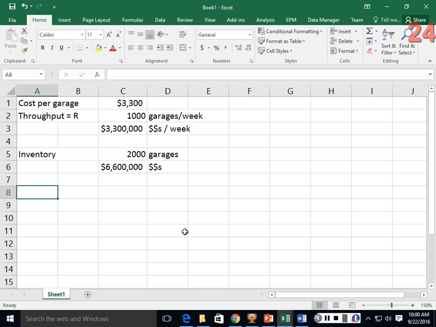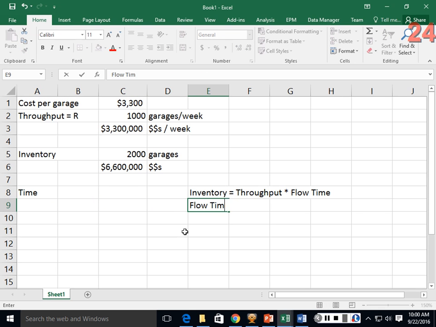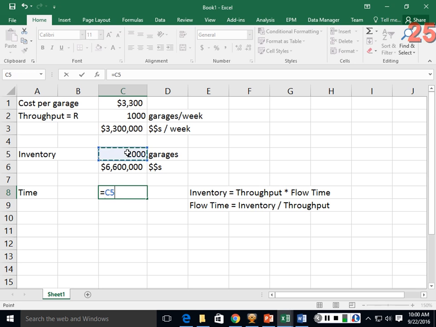Because this is a stable process, we can apply Little's law to say the average flow time of a garage, or the average time that a dollar is tied up in the system. I know that inventory is equal to throughput times flow time. If I'm calculating for flow time, it's going to be inventory divided by throughput. I'm just doing the algebra. So flow time in terms of garages is going to be my inventory of garages divided by my throughput of 1,000 garages per week. So basically my time is 2 weeks.